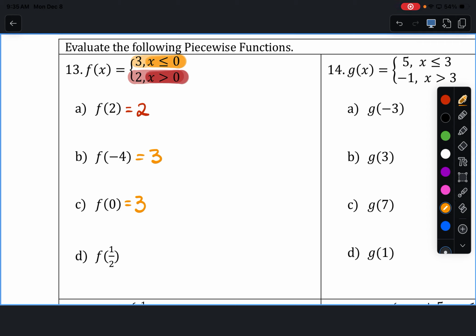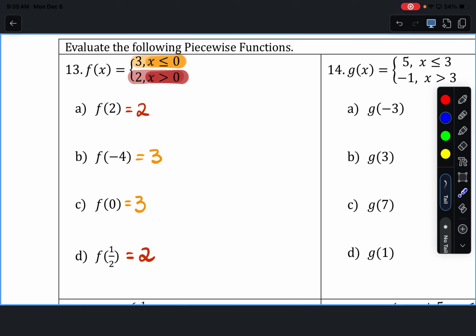Then we have f of 1/2. Which one does 1/2 fit in? The second one. So f of 1/2 equals 2, because 1/2 is more than 0. So essentially all we do is we just put this in the place of whatever's right here. And if it's true, that's the equation we use. And if it's not true, it's not.